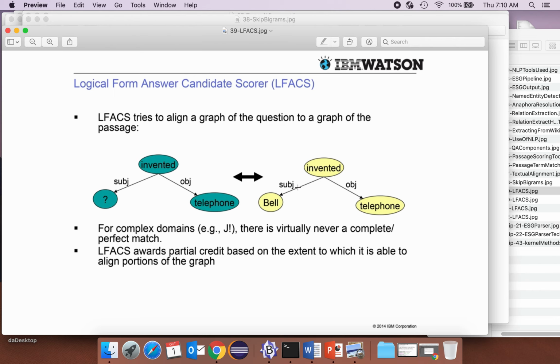And so over here, based on these 2 parse trees, we see that things match very well. We have invented, we have telephone, which is the object. Invented is the root of this graph. And then the subject is Bell in this example and a question mark in the other. So we have good reason to believe that Bell invented the telephone.